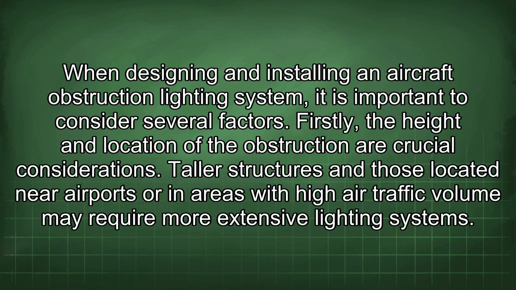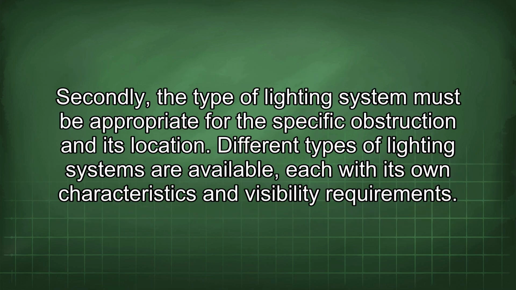Firstly, the height and location of the obstruction are crucial considerations. Taller structures and those located near airports or in areas with high air traffic volume may require more extensive lighting systems. Secondly, the type of lighting system must be appropriate for the specific obstruction and its location. Different types of lighting systems are available, each with its own characteristics and visibility requirements.